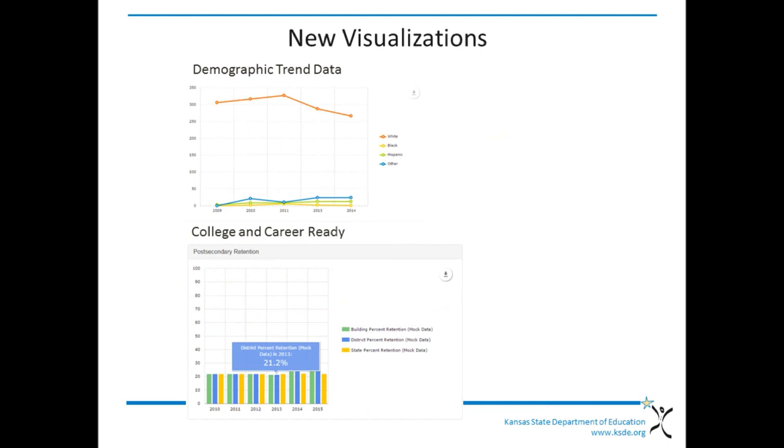Okay, and we also have some new visualizations. In the previous report card, we presented our C11 and C12 metrics, which are post-secondary enrollment and post-secondary retention, and those were posted as Excel documents. In the new report card, we're going to have the ability to visualize that same data. We've also added demographic trending, so we can see how demographics have changed over the course of time.